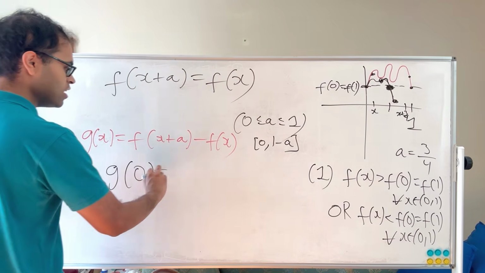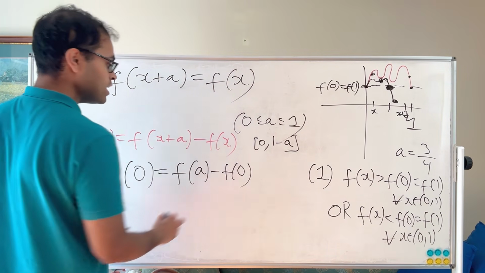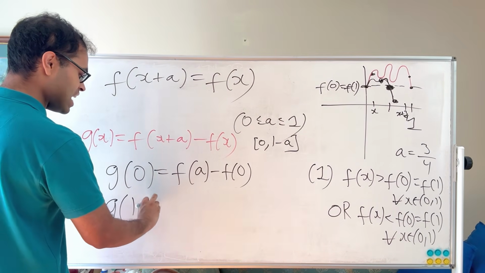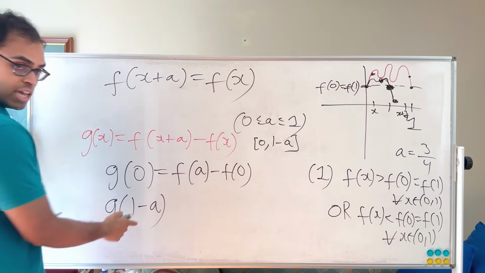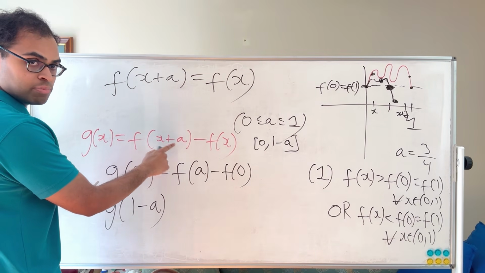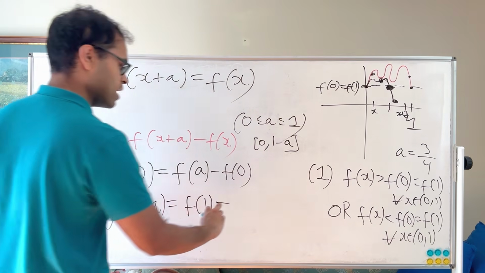So here you observe g of 0 is equal to f of a minus f of 0, right? That's what g of 0 is. And g of 1 minus a, I'm going to pick this. 1 minus a, you'll see why. You plug in for x, you're going to get 1 minus a plus a is 1. So you're going to get f of 1 minus f of 1 minus a.